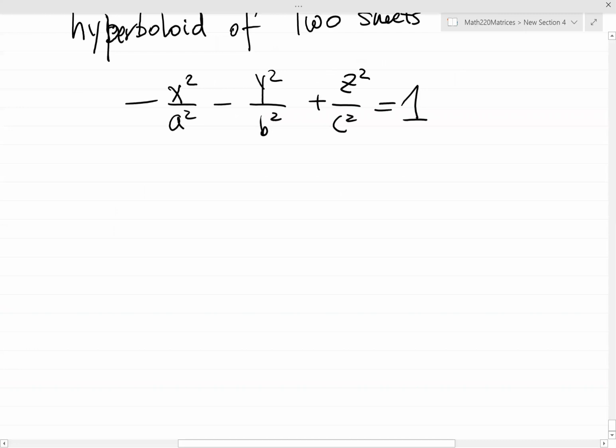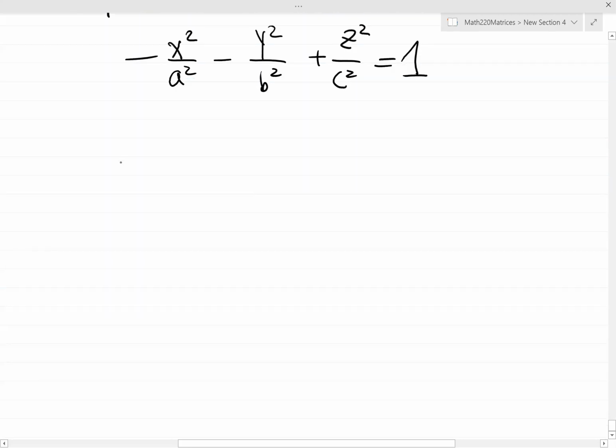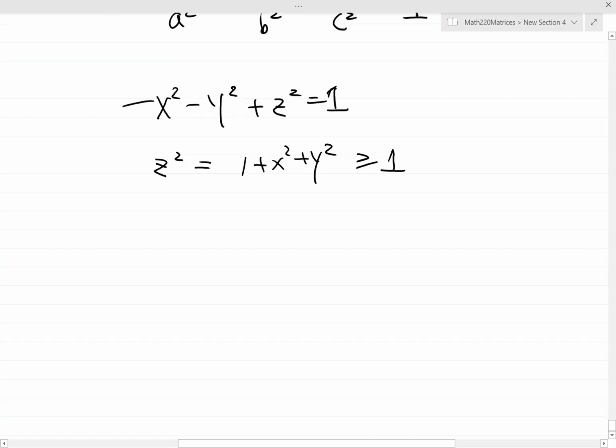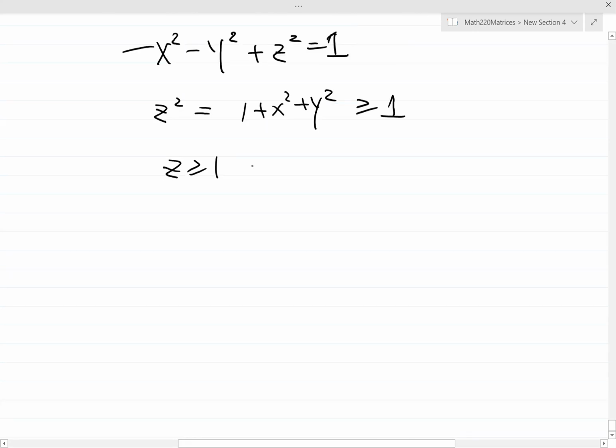So this actually tells us how to plot it. Let's just plot a special case. A, B, C are just 1. So x squared minus y squared plus z squared is 1. You see z squared is 1 plus x squared plus y squared, so z squared is greater than or equal to 1. So z is greater than or equal to 1 or z is less than or equal to negative 1.